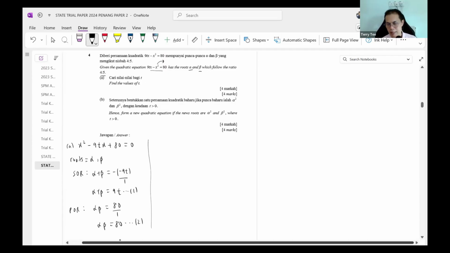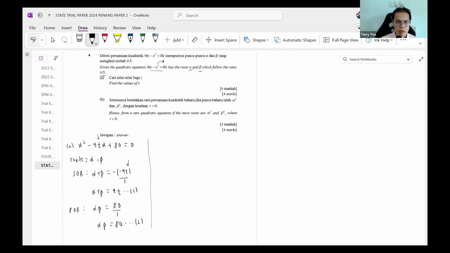Now, notice we cannot solve this yet. Why? Because alpha and beta contain two unknowns, right? And then you still have another t in your first equation, the 9t. So we need more information.